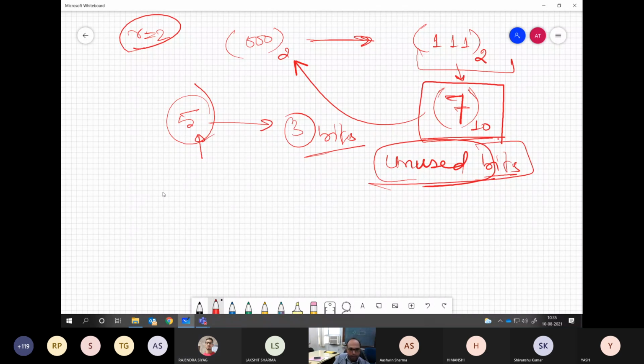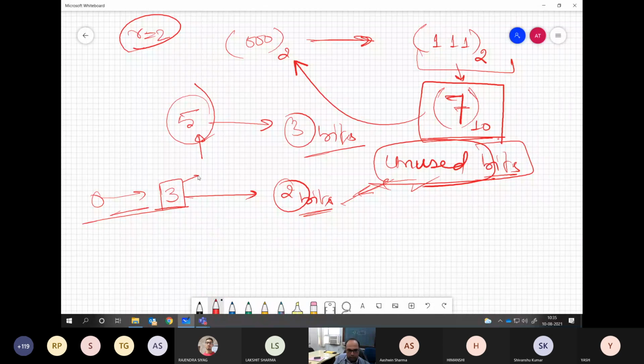If you have to represent only up to, say, integer 3, then only 2 bits are sufficient, and if you are talking about 0 to 3, all are used, so no unused bit. But the moment you go beyond 3, you have to use 3 bits. Whether you are utilizing all the bits or not is a different issue. Is that clear?